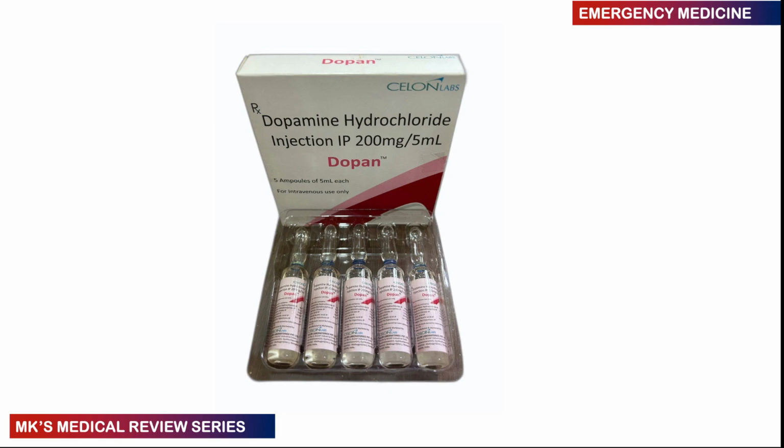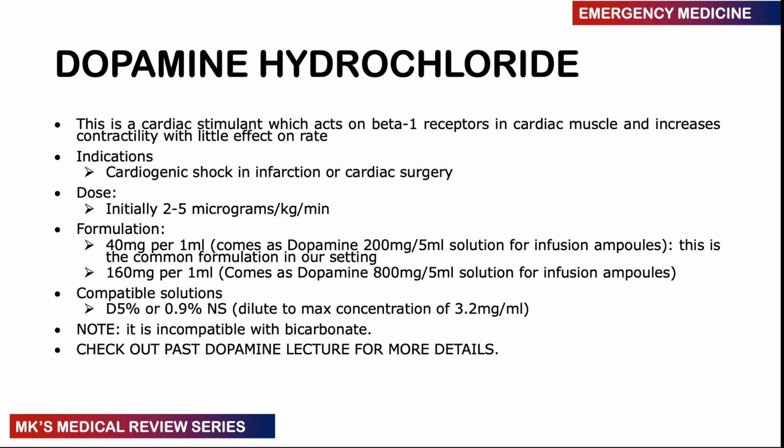Last section of this video, like I said, I already did a video on dopamine, so I won't go into much detail on this. Remember, it's a cardiac stimulant that works on the beta-1 receptors, predominantly on the cardiac muscle, and it increases contractility with very little effect on the heart rate. It's used in cardiogenic shock, in infarction, or even in cardiac surgery. The initial dose is 2.5 micrograms per kg per minute, and it comes in a formulation of 40 milligrams per mil, which is about a 5 ml solution.